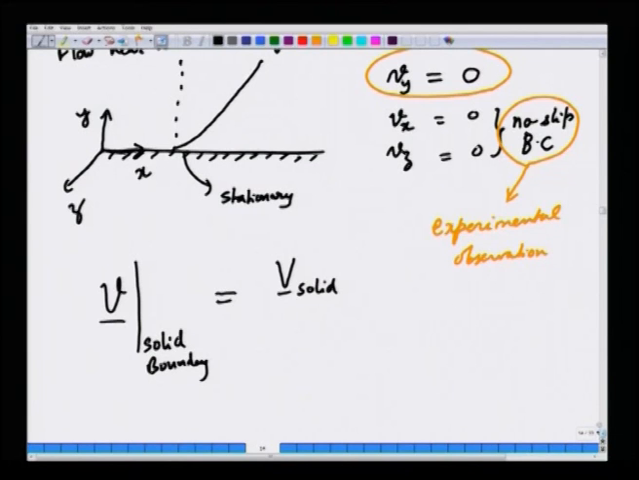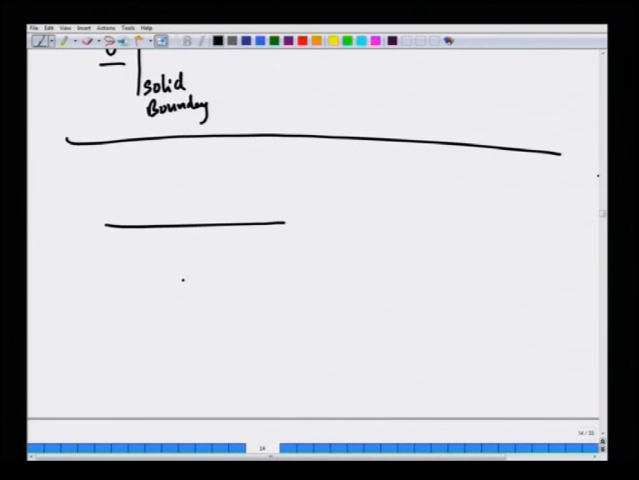Now, it is not that you will always have only fluid flow past a solid surface, you may often have flow of two liquids, two immiscible liquids, past each other. So, let us say x, then y, and the third direction is z. This is liquid 1, this is liquid 2.